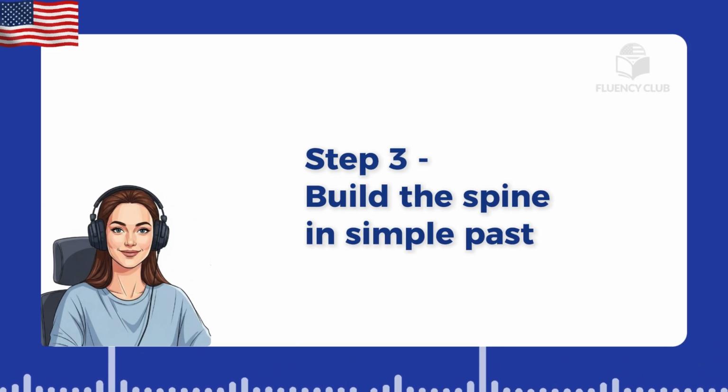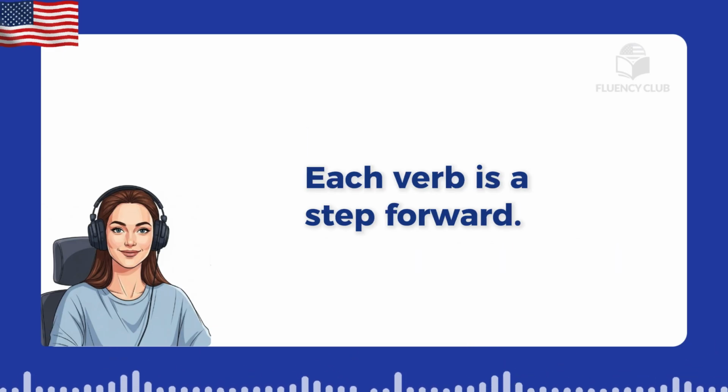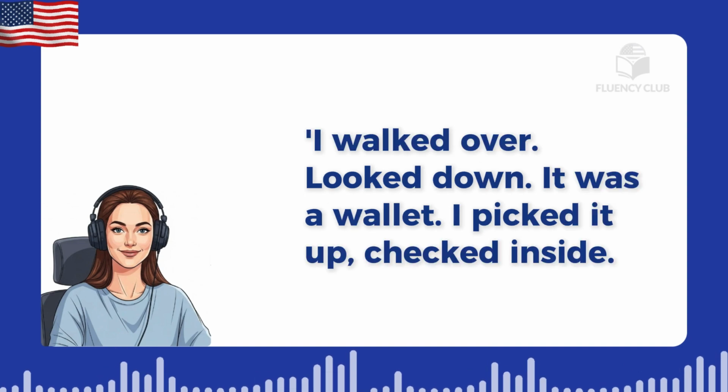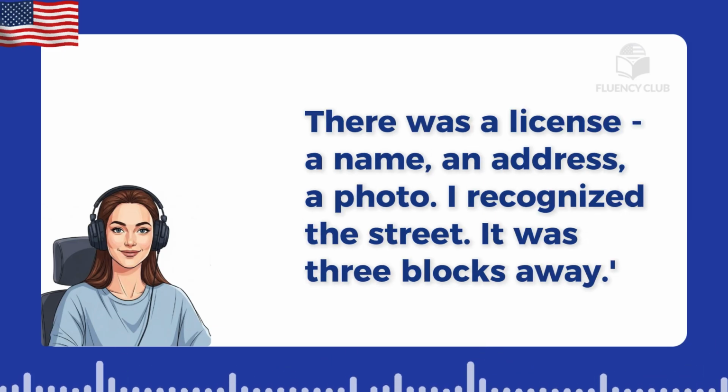Step 3. Build the spine in simple past. Now you chain your key events in simple past, first, then, and then. Each verb is a step forward. I walked over. Looked down. It was a wallet. I picked it up, checked inside. There was a license, a name, an address, a photo. I recognized the street. It was 3 blocks away.